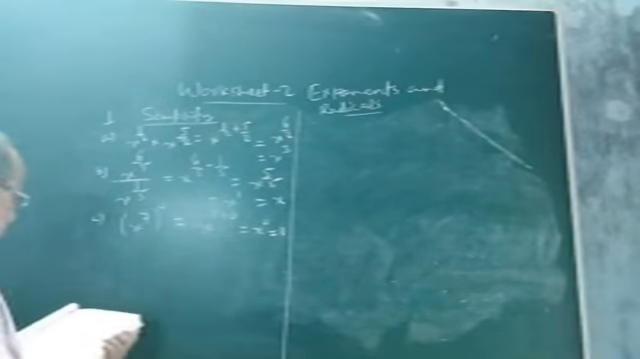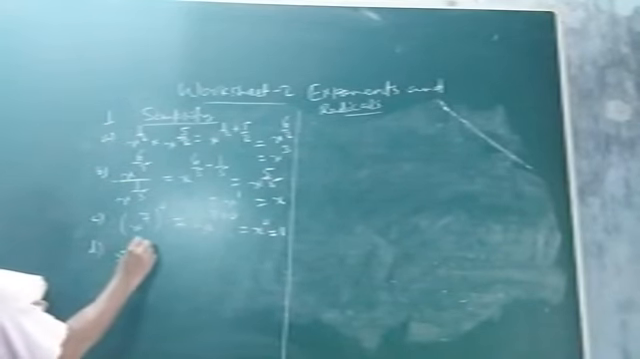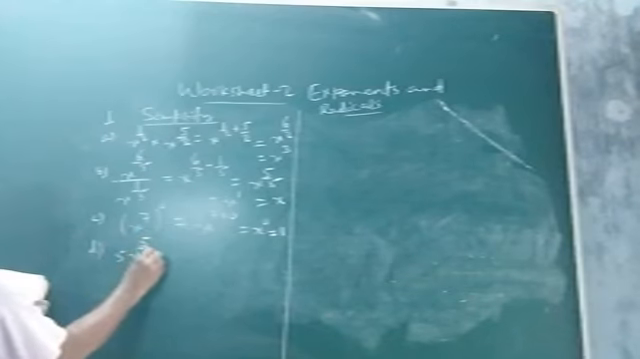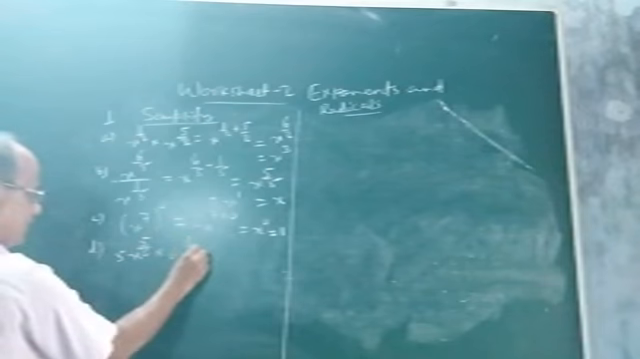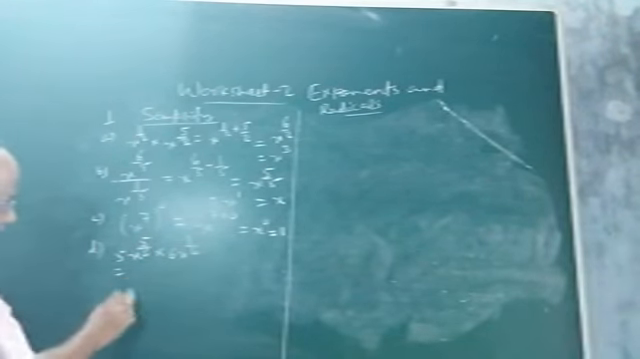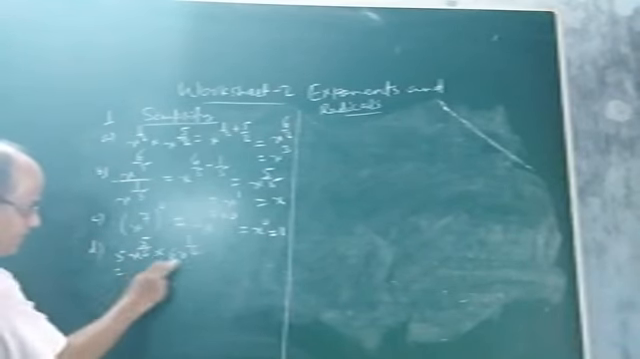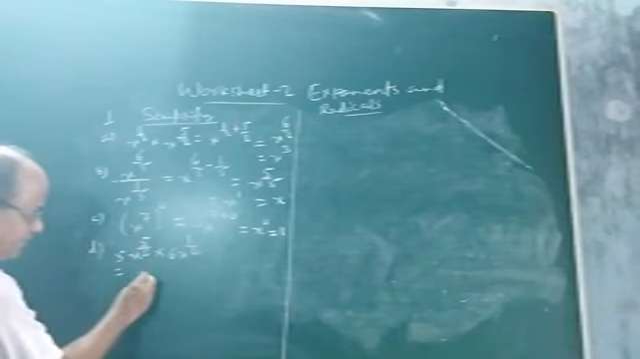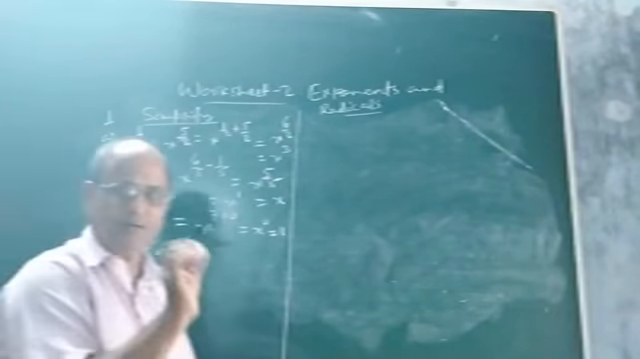Okay. Next, D. Suppose you are given 5x to the power 5 by 6 into 6x to the power 1 by 6. How to solve it? How to simplify? First you see, here the coefficient is 5, here the coefficient is 6. You multiply 5 and 6, because these two are like terms, so 5 and 6 will be multiplied.